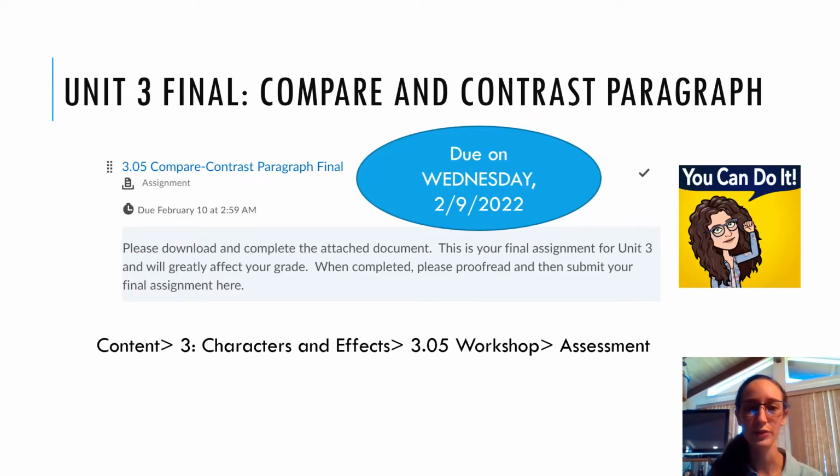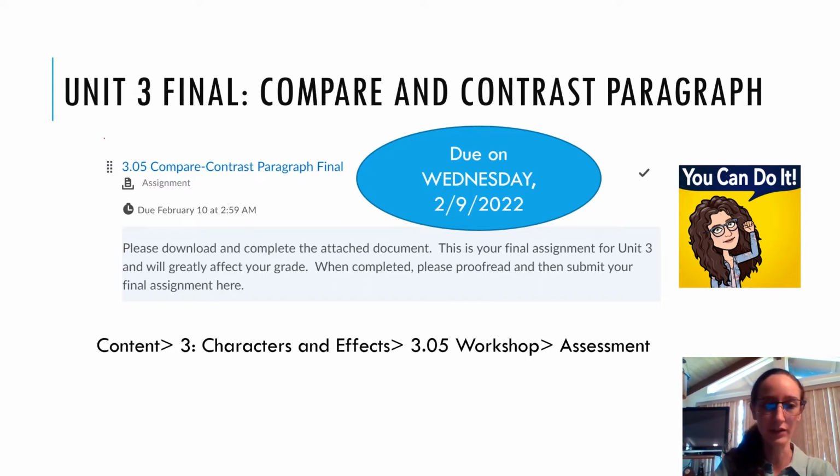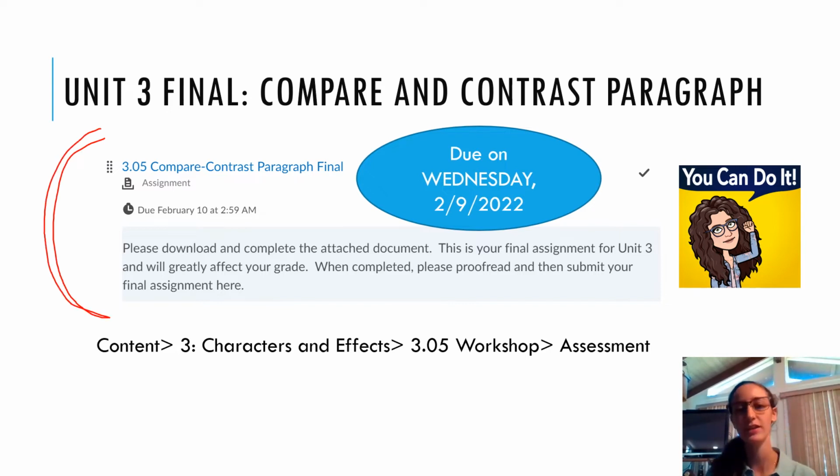This is your Unit 3 final, compare and contrast. So when you download it or when you look at it on our content on the website, this is what it looks like. So you go to content, you go to Unit 3, you go to 3.5 workshop, and then you go to assessment. And like I said for the last video lesson, there's a bunch of things in that folder that you should download. So this is one of those things in the folder. This is the final assignment. It is due when? On Wednesday.